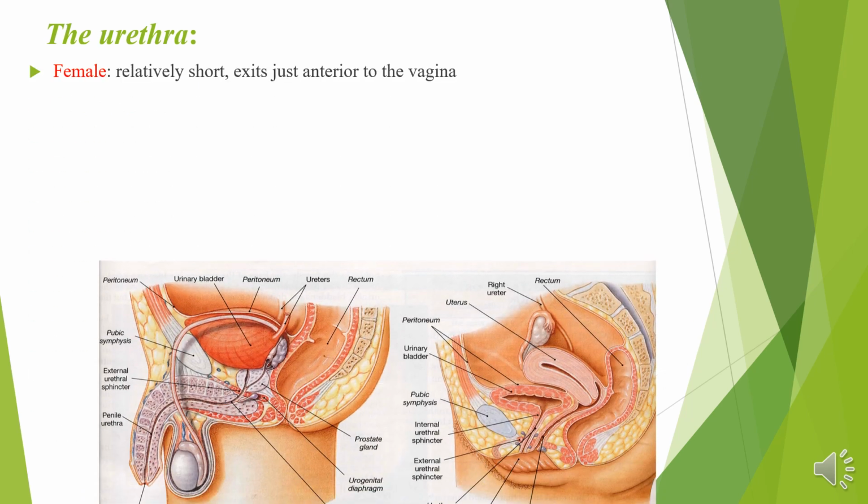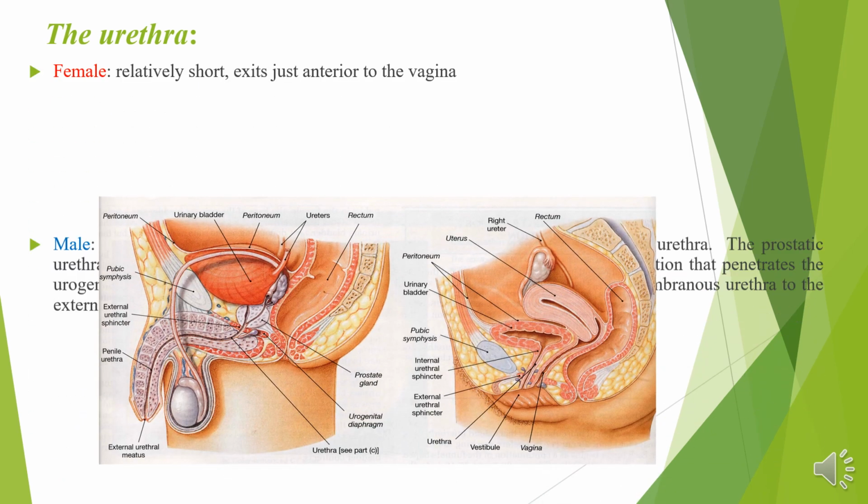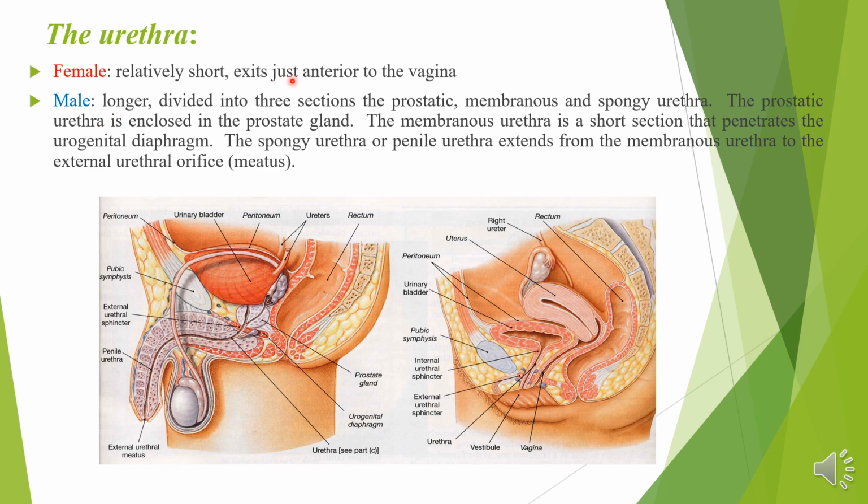Next is the urethra. In case of the female, the urethra is relatively short and it exists just anterior to the vagina. Here you can appreciate this. This is the urinary bladder, this part is the uterus, and this is the urethra. It exists just anterior to the vagina. In case of the male, the urethra is longer and divided into three sections.